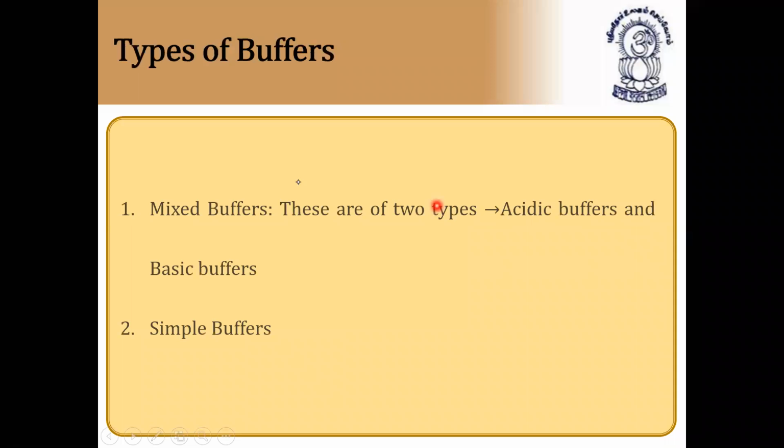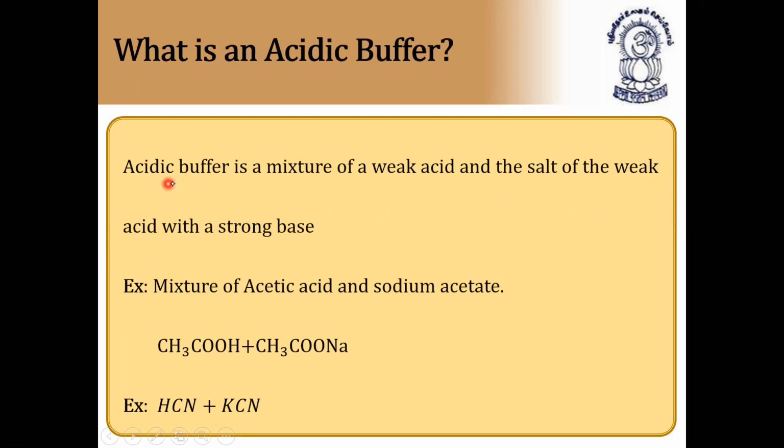As I told you, there are two types of buffer solutions: acidic buffer and basic buffer, and also simple buffers. Mixed buffers are nothing but acidic buffers, basic buffers and simple buffers. Now let us see. An acidic buffer is a mixture of a weak acid and the salt of the weak acid with a strong base. Very, very important. They'll ask which of the following is an acidic buffer solution, which of the following is a basic buffer solution.